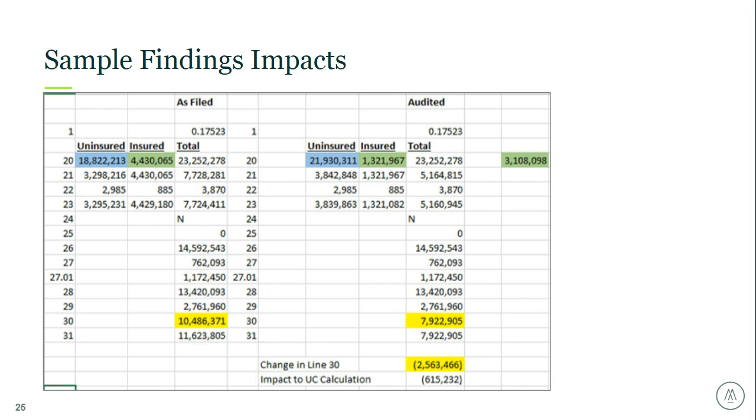Now, as you can see, there's a large impact of $2.5 million that falls to line 30 after this reclass. And this is mainly because the insured charity, column 2, is not subject to the cost to charge ratio. Once these dollars are moved from column 2 to column 1, they are subject to the cost to charge ratio, and that's what creates this large impact.